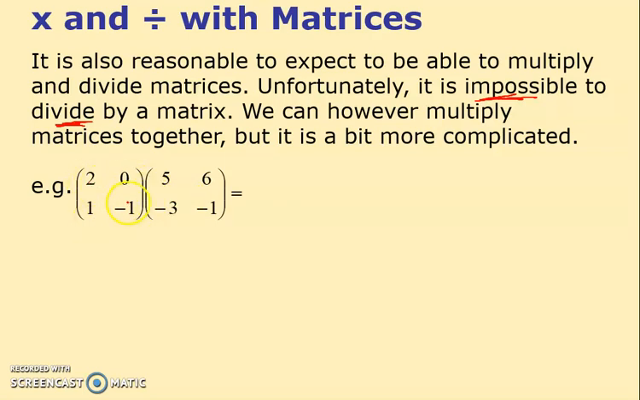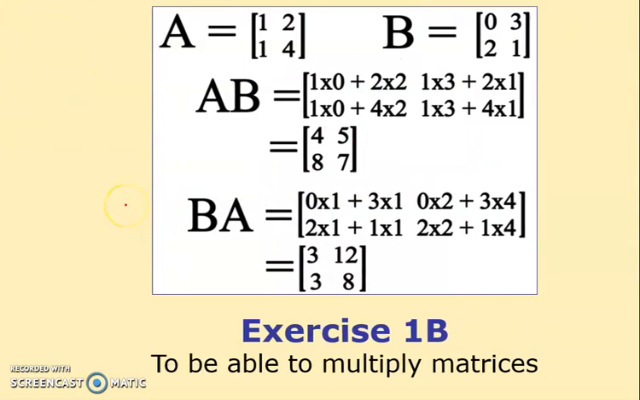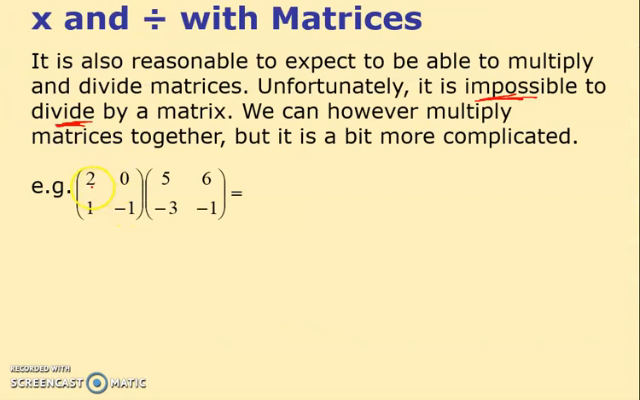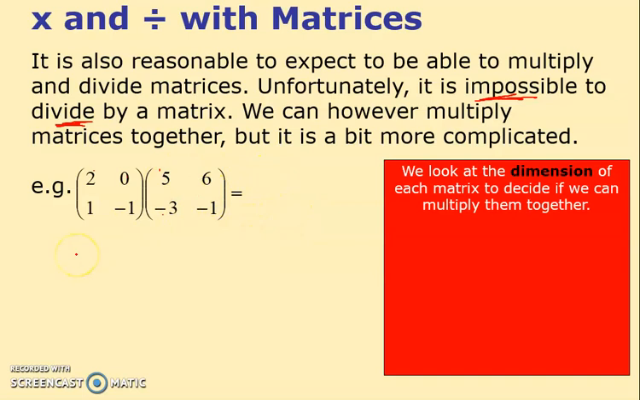I've got another one here. Is it the same one as we had before? No, it's different. So I'm going to do that. I'm going to just show you 2 times the 5 and then 0 times the minus 3. But one thing that should be making you think a bit is: how do you know what shape you're going to end up with? So it's important that we look at the dimension of each matrix first of all before we can decide if we're going to multiply them together.